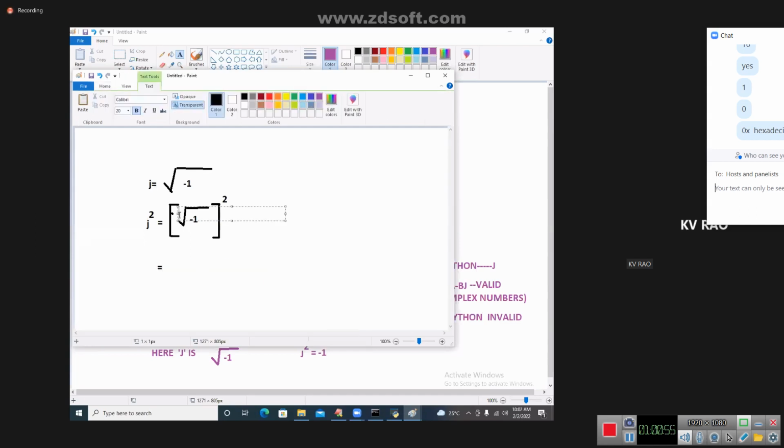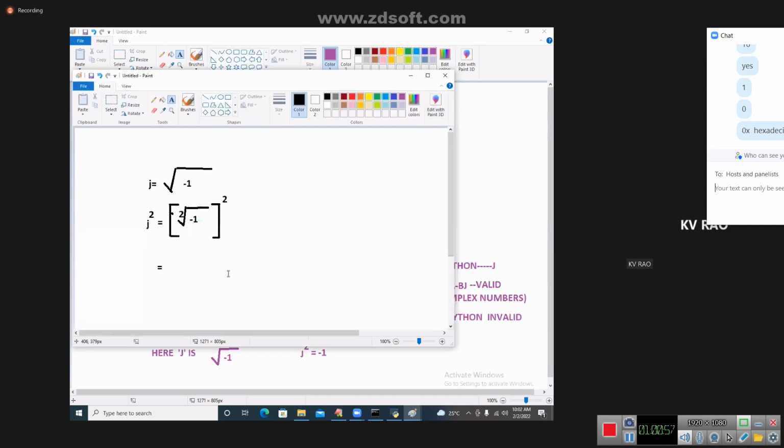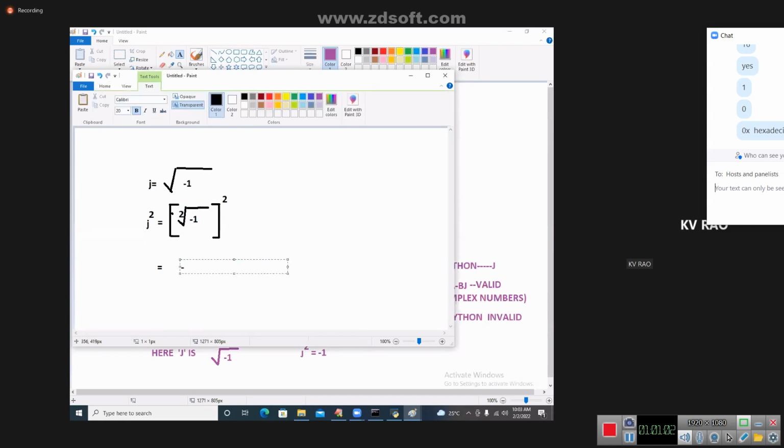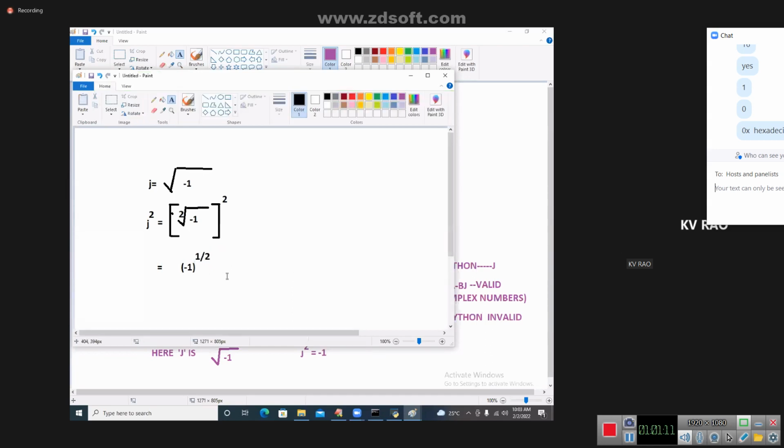So square means what? Here 2 is there. From your mathematics background, it is called -1 to the power of 1 by 2, to the power of 2. I hope you know this. Squaring on all the sides is there. So 2 is here, 2 is here. And you know the mathematics, I think so.